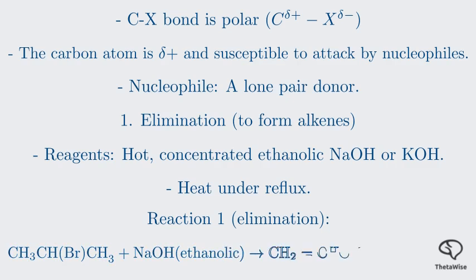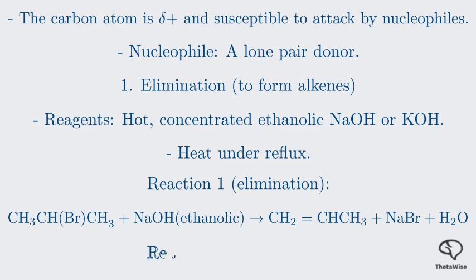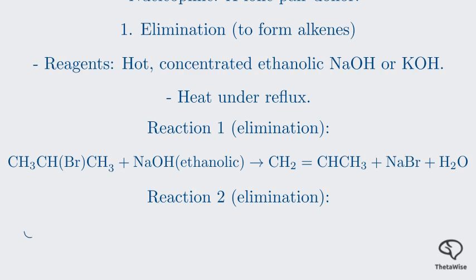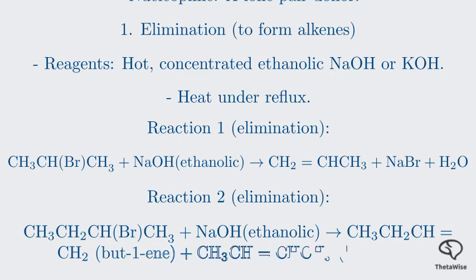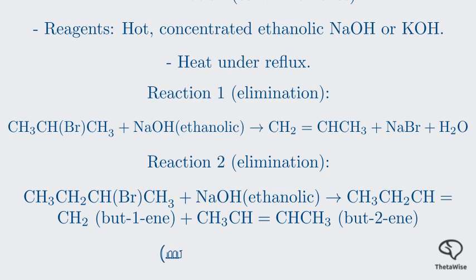Let's look at 2-bromopropane. When it reacts with ethanolic NaOH, it loses Br and H from an adjacent carbon, forming propene. Things get more interesting when the starting haloalkane is unsymmetrical, like 2-bromobutane. Here, there are two different adjacent carbons from which a hydrogen can be removed. Removing a hydrogen from the carbon on the left gives but-1-ene. Removing one from the carbon on the right gives but-2-ene. When this happens, a mixture of products is formed. Zaitsev's rule, which you will learn at a higher level, helps us predict the major product, which is often the more stable, more substituted alkene.